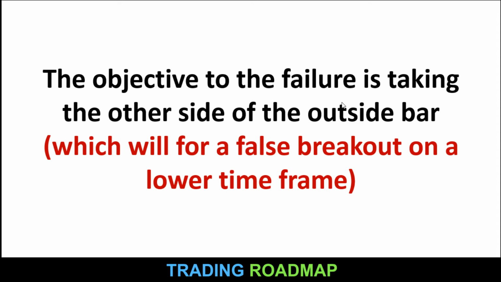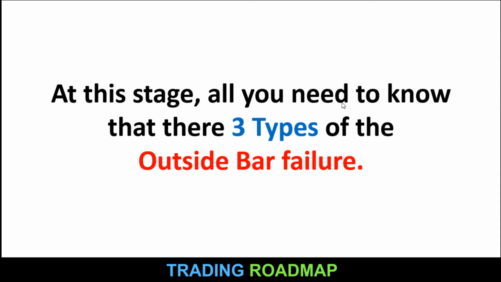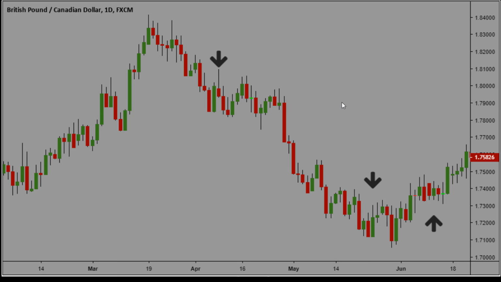So if we are trying to take one side, coming back to range, now we are looking to take the other side of the range. And I'll show you this exactly on the chart right now. At this stage, as I mentioned before, we will come to the signals and how to define the trades and the executions and everything, but all you need to know is that there are three main types of the outside bar failure.